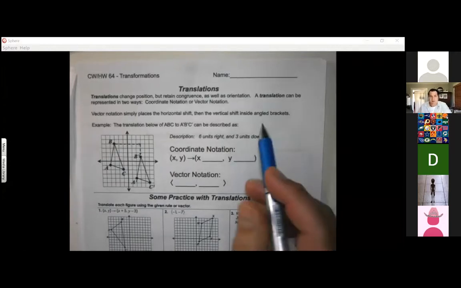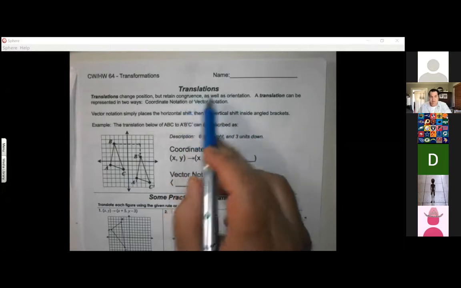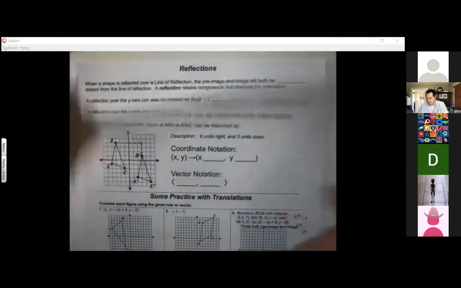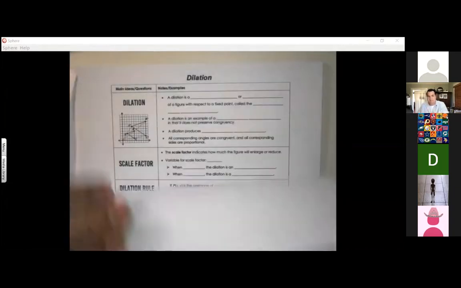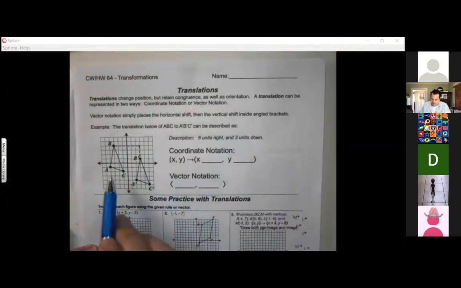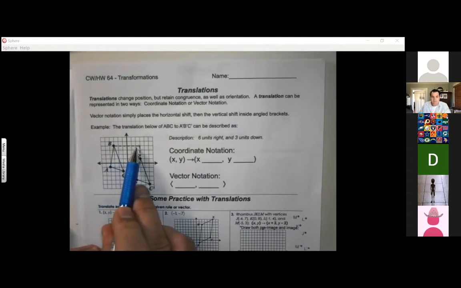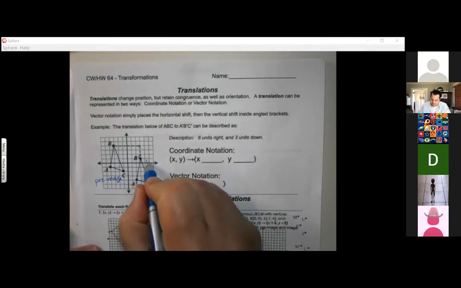All right, so again, there are four types of transformations: translation or slide, reflections, rotations, and dilations. So translations are where we take an object like A, B, C, and it slides over and down or over and up. We know that this is the image, the after one. This one's called a pre-image.